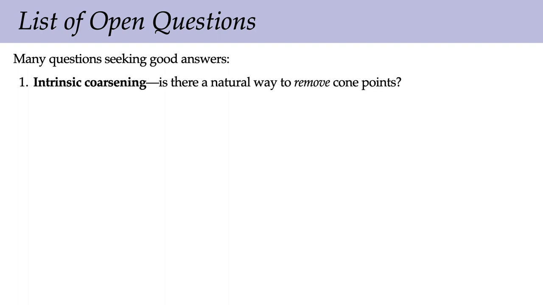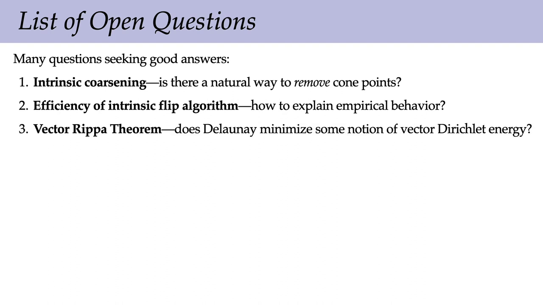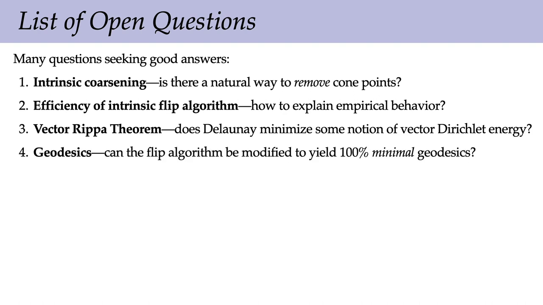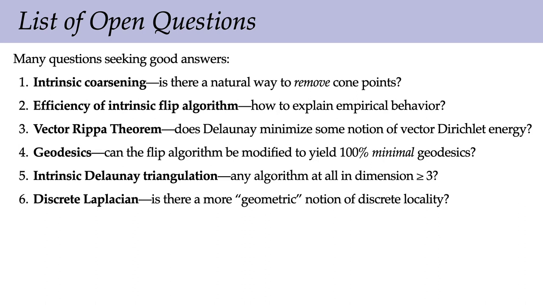So for instance, we've already talked about adding vertices to the mesh, but what if we want to simplify our geometry? Is there a meaningful way to talk about removing cone points to do this kind of coarsening? We mentioned earlier the efficiency of the Delaunay flip algorithm and whether there's a way to be sure that it'll always be efficient, as it appears to be empirically. Rippa's classic theorem says the smoothest way to interpolate scalar data at vertices is to use the Delaunay triangulation. Is there a well-posed version of this for vector-valued data, which is increasingly important in all sorts of applications? Can the flip-based approach to geodesics be modified to yield not only locally but actually globally shortest paths? Is there any algorithm at all for constructing intrinsic Delaunay triangulations in dimension 3 or greater? And on and on and on.